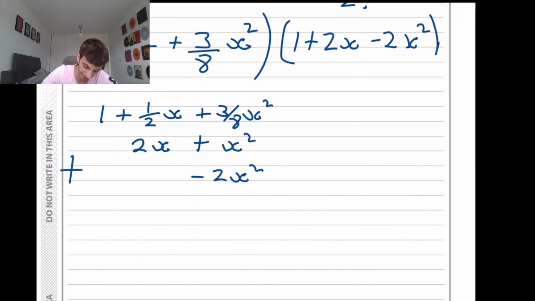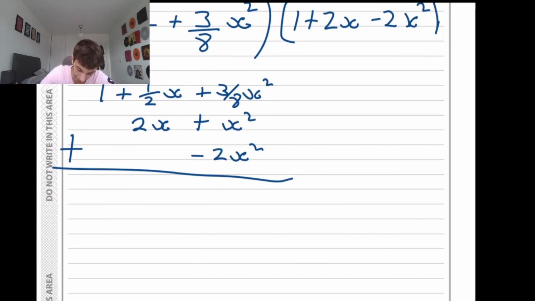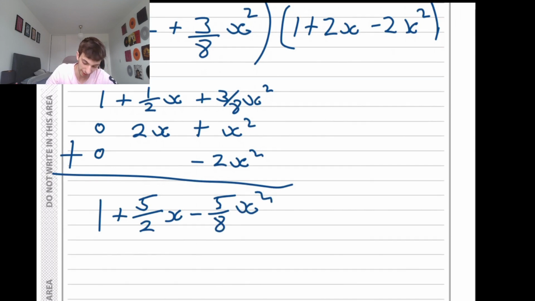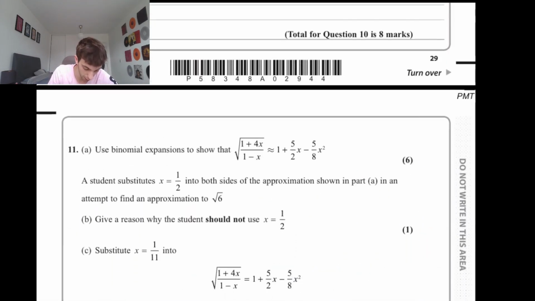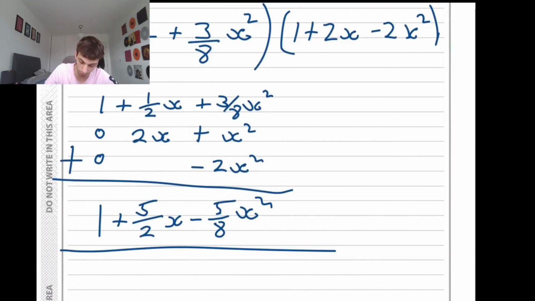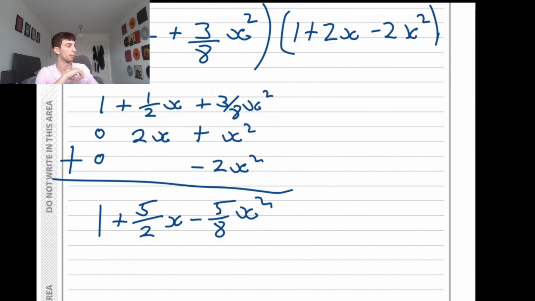Now all we have to do is add these all together. So what do we get? 1 plus 0 and 0, it's just going to be 1. Half x plus 2x is going to be 5 over 2 x. And then we have minus 2x squared plus x squared, so that's minus x squared, plus 3 over 8 x squared, so it's going to be minus 5 over 8 x squared. And is that what we wanted in our answer? Let's check it. 1 plus 5 over 2 x minus 5 over 8 x squared. Yep, that's exactly what we needed for part A. Now let's go to part B.